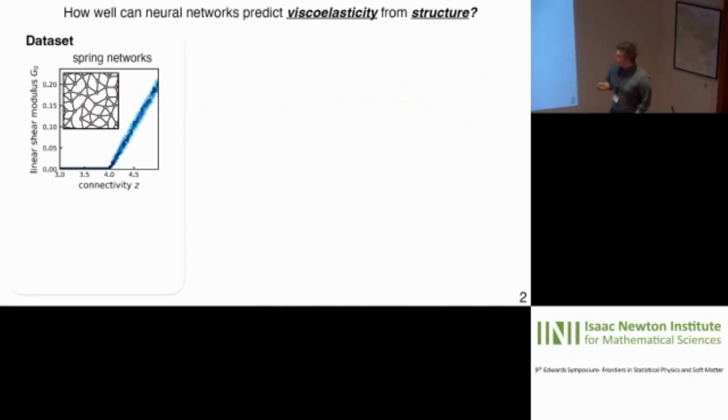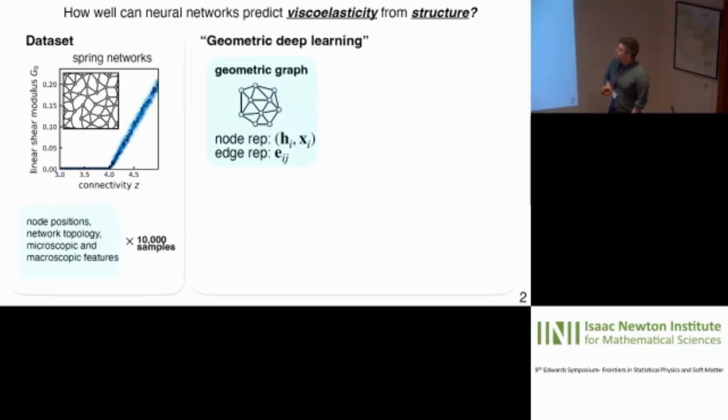Using neural networks. So the data set we're going to use is a very simple toy model of these jamming derived spring networks, where we take a network, we generate it with a certain connectivity, where Z here is the number of connections per node, and then we can deform that and measure things like the shear modulus. So I can generate a bunch of these networks, attach whatever properties of interest I'd like to learn, and then put these through a neural network.